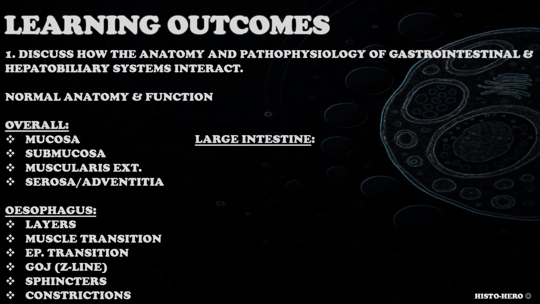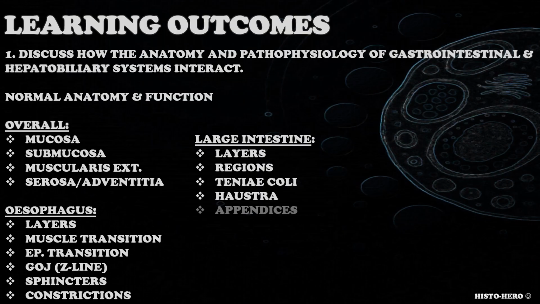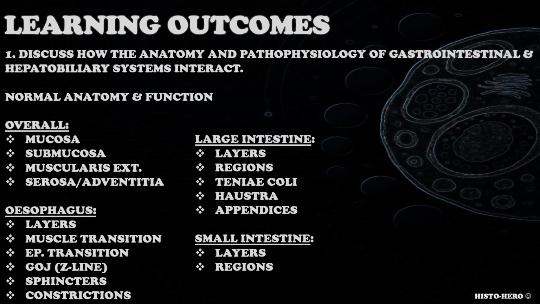Large intestine and its four main layers, mucosa, submucosa, muscularis externa and serosa, regions like cecum, ascending, transverse, descending, sigmoid colon, rectum and anal canal, teniae coli bands of smooth muscle, haustra the segmented pouches, omental appendices, the fat-filled pouches. Small intestine and its four main layers, mucosa, submucosa, muscularis externa, and serosa, regions like duodenum or the mixing bowl, jejunum where the absorption happens, and ileum, plicae circulares the circular folds.